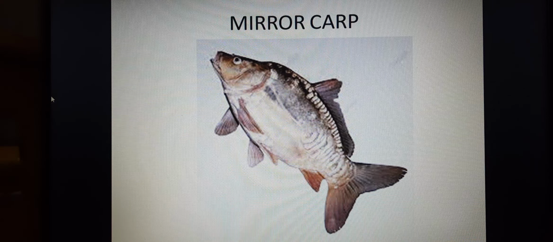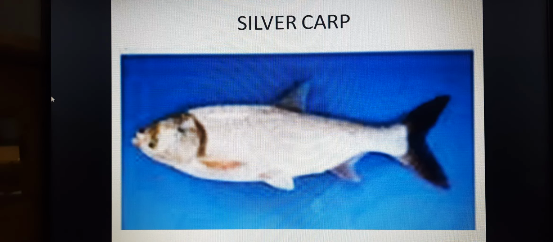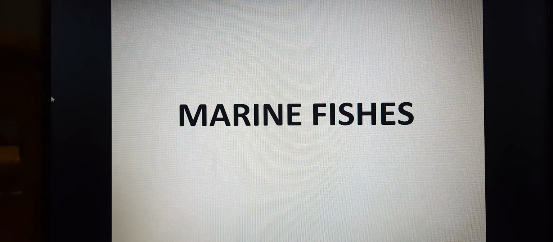This is the mirror carp. This is a very good silvery color and its production is also very high. It grows very speedily. This is silver carp. This is also growing very quickly and possesses maximum fats.